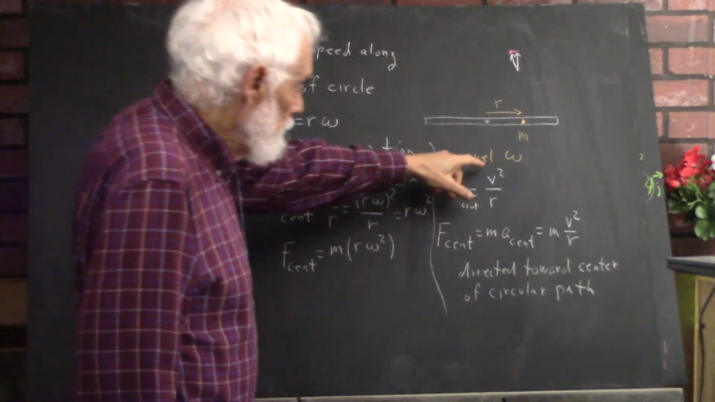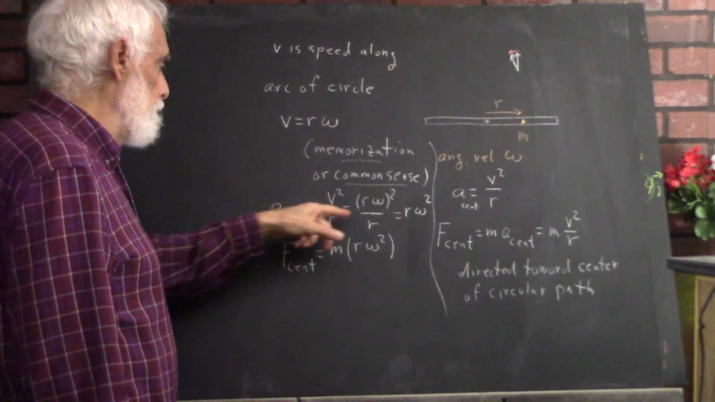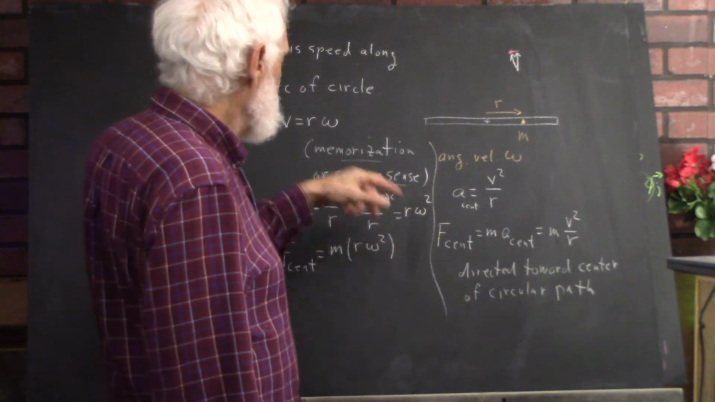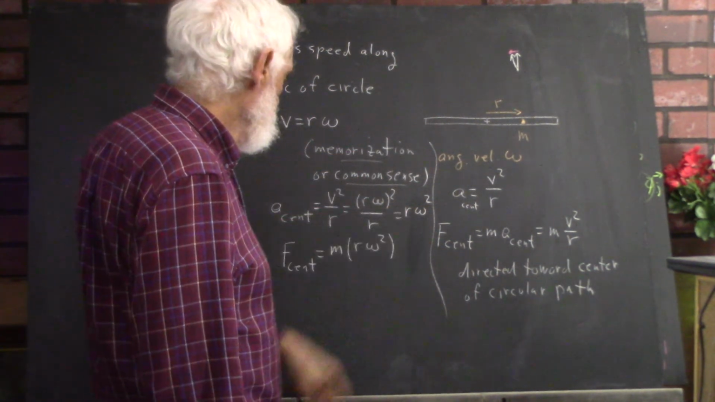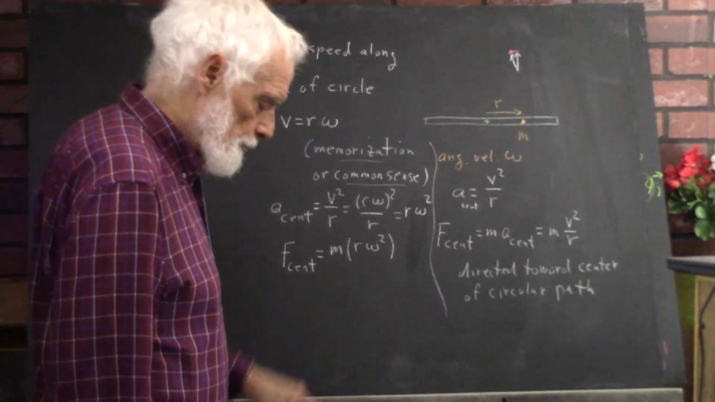So now you've got a equals v squared over r. Centripetal acceleration is v squared over r. That's the quantity r omega squared over r, which is r squared omega squared over r, just r omega squared. So your centripetal force is mass times r omega squared.